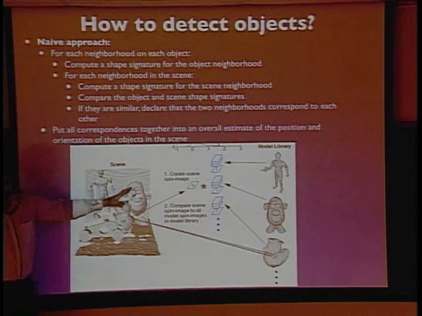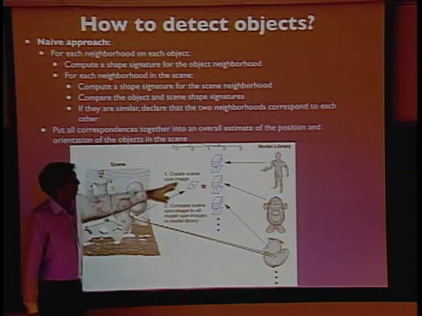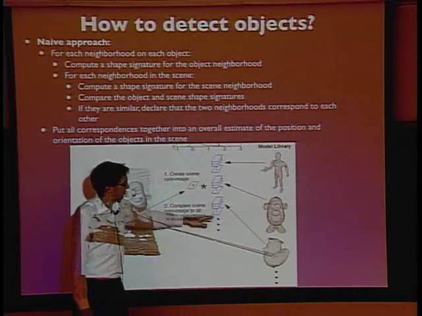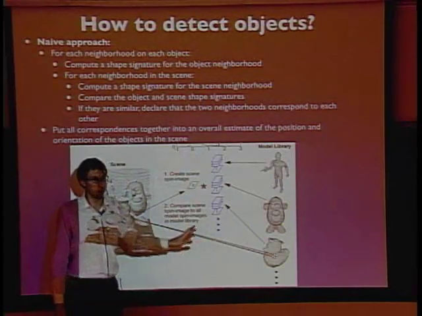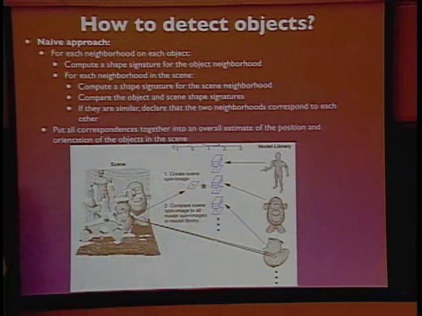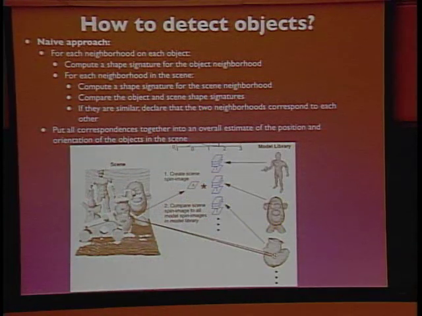The most naive thing we can do is take each and every last one of our shape signatures from the scene and compare it to each and every last one of the shape signatures we got from all the models in our model library. It should be clear, just by the way I'm telling you about it, that this is probably not very good in practice.